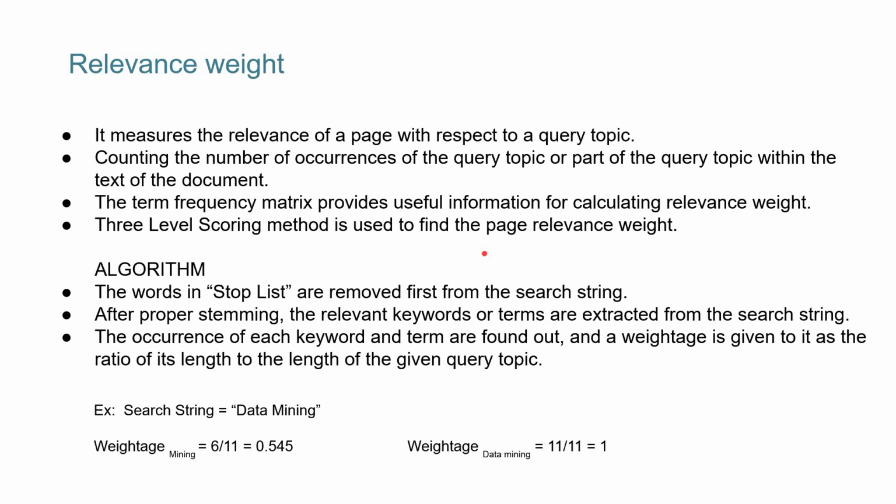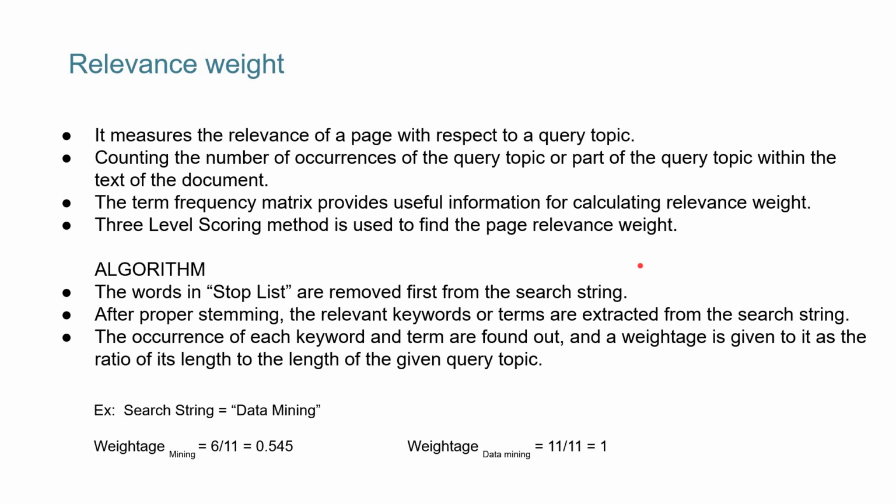so in order to implement the algorithm, first we have to remove the words in the stop list so that they don't get a higher ranking because of high frequency. After that we have to apply proper stemming, and after the proper stemming, the relevant keywords or terms are extracted from the search string, then we apply the algorithm on those strings. The occurrence of each keyword and term is found out, and a weightage is given to it as the ratio of its length to the length of the given query topic.